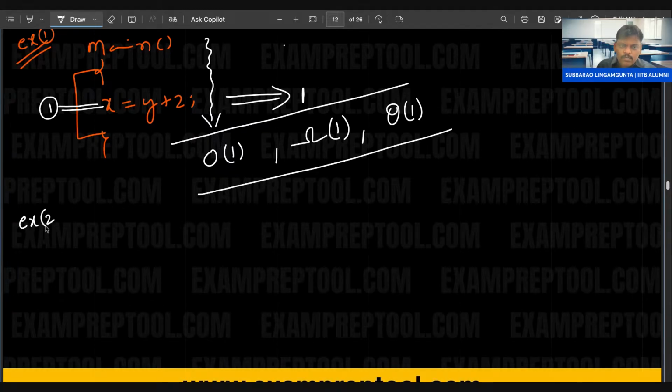I hope you got example 1 clear. I'm going to teach 30 problems from now onwards, so please be careful. Problem 1 is done: only one statement, which will execute one time while running. So whatever the order of magnitude is, 1, you can write big O of 1, omega of 1, theta of 1. Okay, fine. Let's go to example 2. Until now, do you have any doubt, let me know.